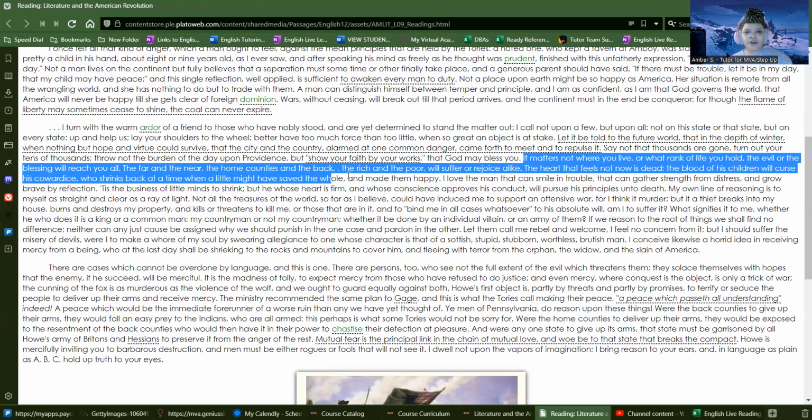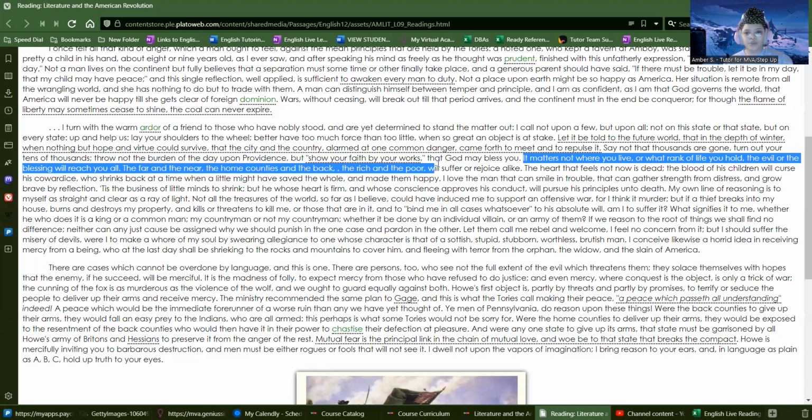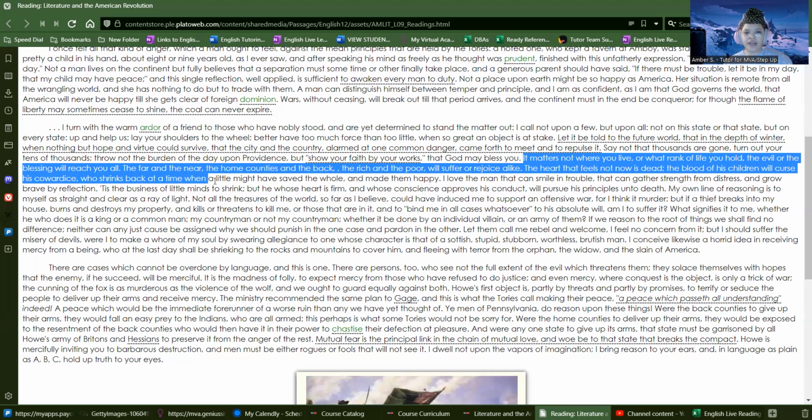The far and near, the home countries and the back, the rich and the poor will suffer or rejoice alike. The heart that feels not now is dead. The blood of his children will curse his cowardice, who shrinks back at a time where little might have saved the whole or made them happy.